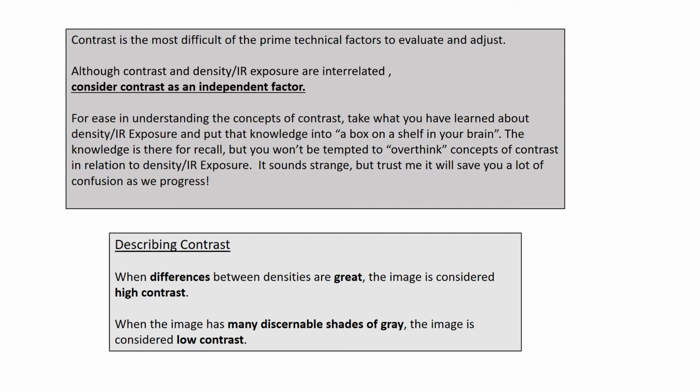When we describe contrast, contrast is the differences between densities. When there's very large differences, the image is considered to be what we call high contrast. So if the differences are great, the image is said to be highly contrasting. When the image has many discernible shades of gray, the image is considered low contrast. So big differences in contrast, high contrast. When we have many different shades of gray, we say that image is low contrast.